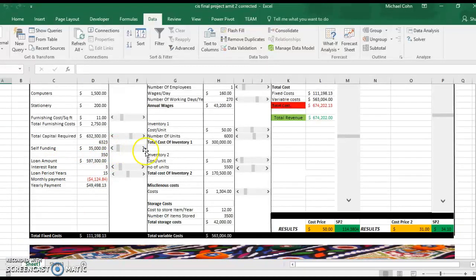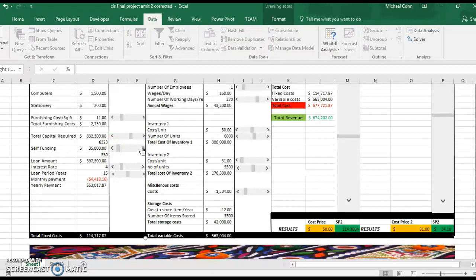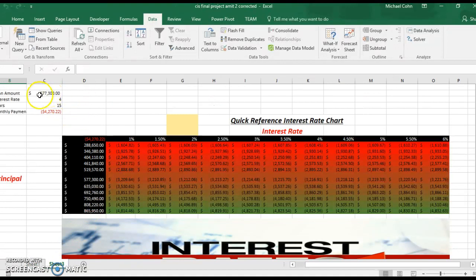So any changes in this will automatically change the loan amount on the sheet. And what this sheet does is acts as a quick reference or a ready reckoner for someone to see what his monthly interest rates would be at different principal amounts and at different interest rates.